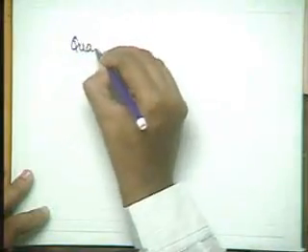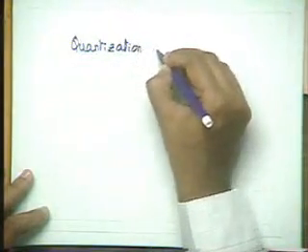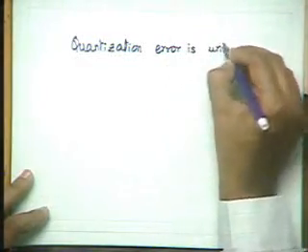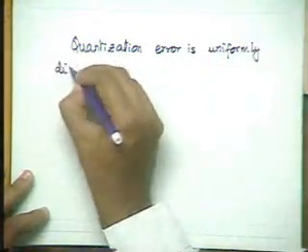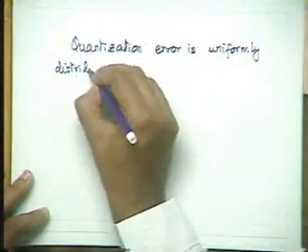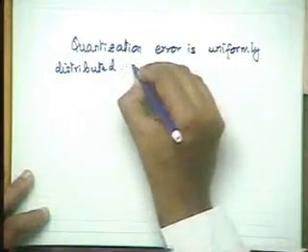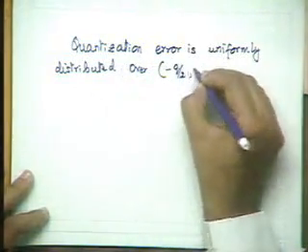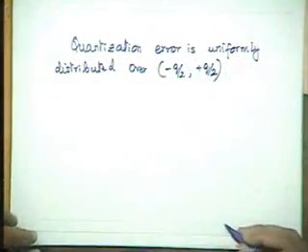So we have assumed that the quantization error is uniformly distributed over minus q by 2 to plus q by 2.